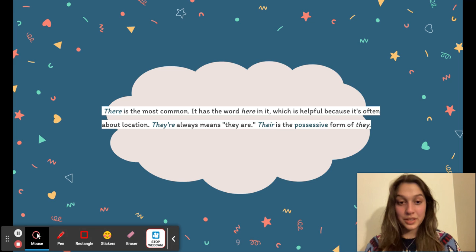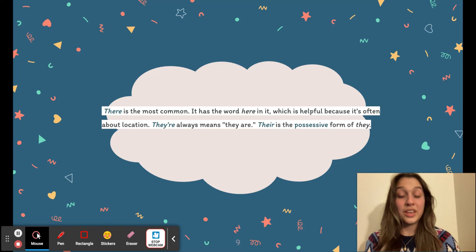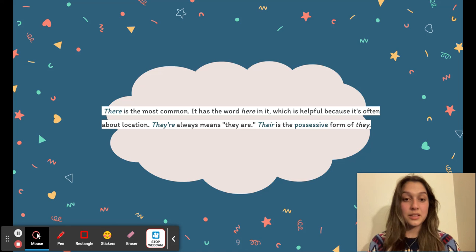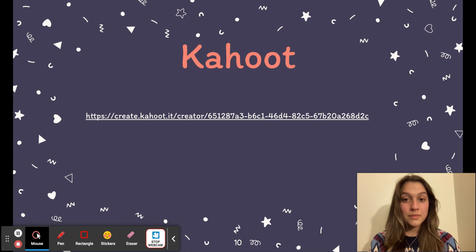So that was the revision of the three words. And to conclude, there is the most common, and it has the word here in it, which is helpful because it's often about location. And they're also means they are, and their is a possessive form of they.